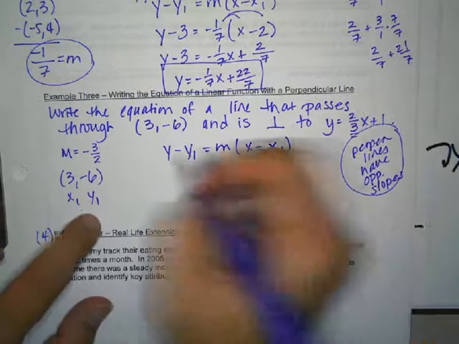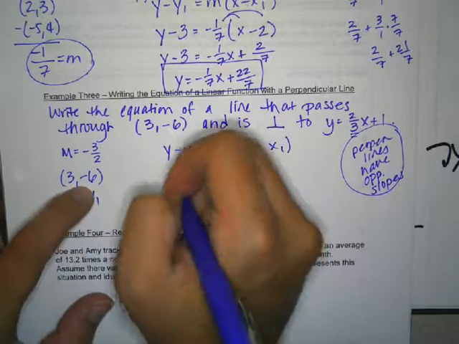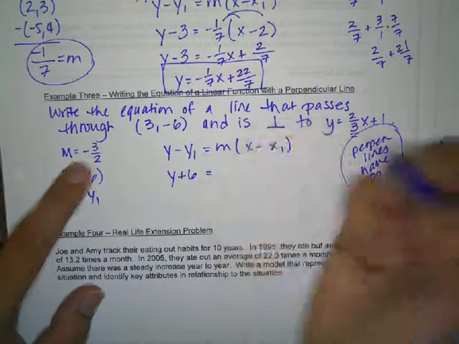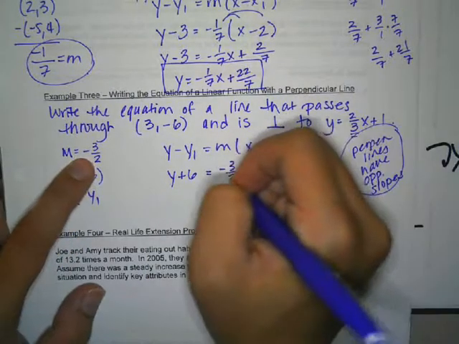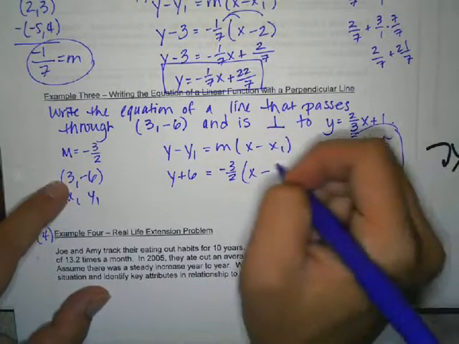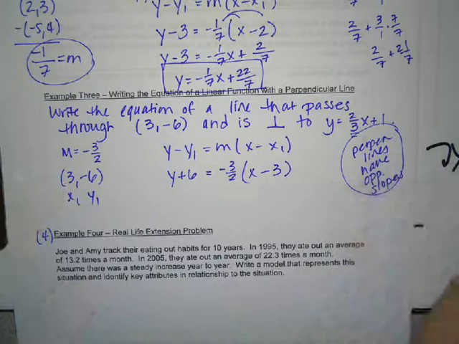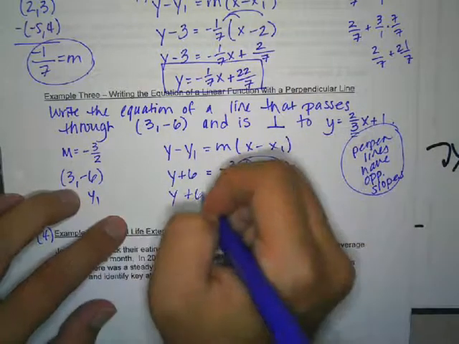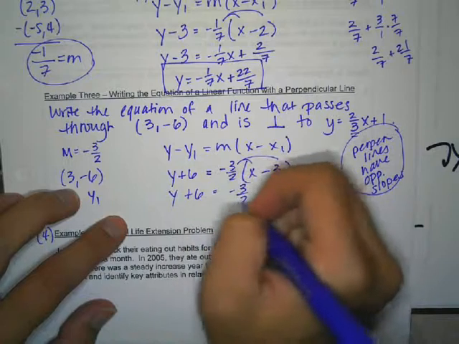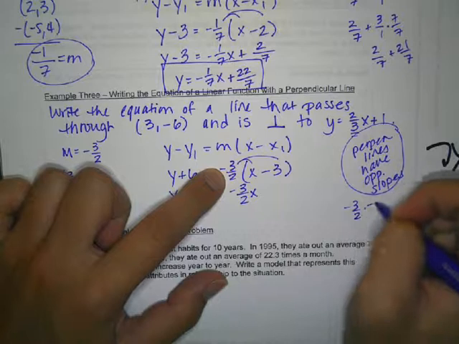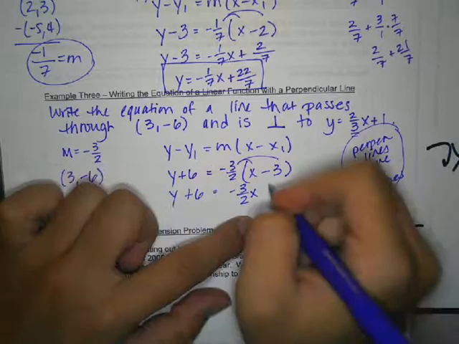So we have y minus y1, which ends up being y plus 6 when I plug in the -6 there. -3/2 is my slope. And then my x1 is 3. And then I'm going to distribute again, because now I'm simplifying. -3/2 times -3 would be 9/2.